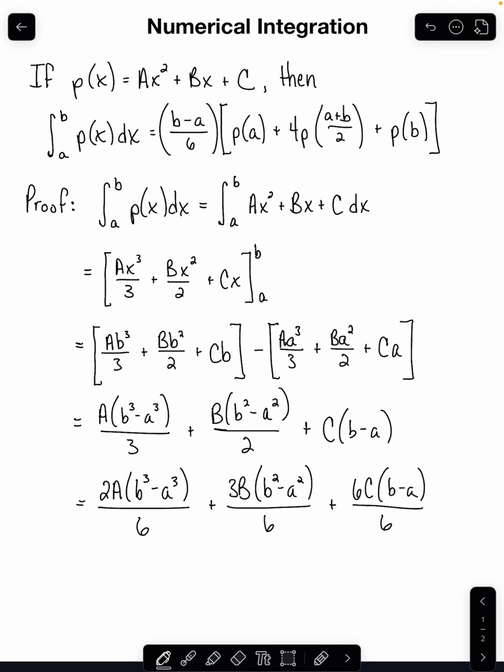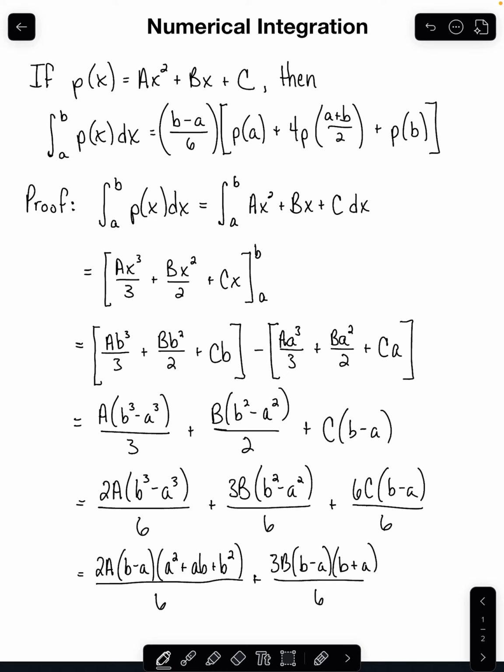The other thing we need to do is to factor each of those b to a power minus a to a power. B cubed minus a cubed is a difference of cubes and can be factored as (little b minus little a) times (little a squared plus little a times little b plus little b squared). B squared minus a squared is, of course, a difference of squares, which factors as (little b minus little a) times (little b plus little a). And then, of course, the last term doesn't need any factoring at all.